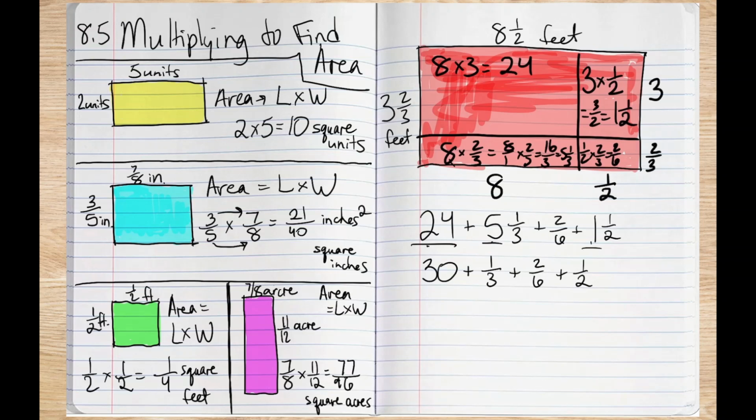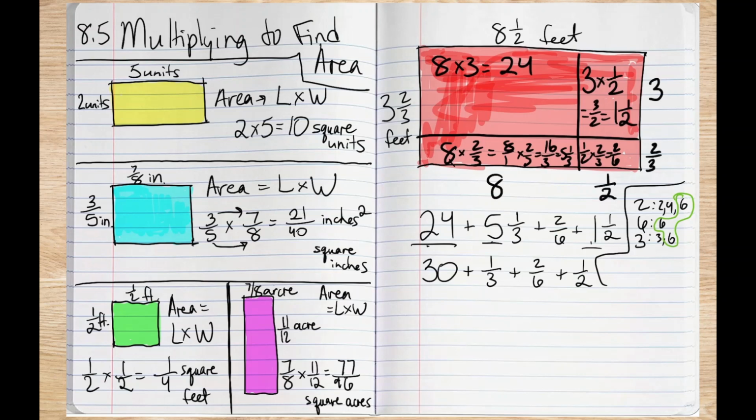Let's do some thinking about least common multiple so that I can rewrite these fractions. I'm going to write it over here to the side. I have 2 and 6 and 3: 2, 4, 6; 6; and 3, 6. Well, that makes it easy. I'm going to use 6 as my common multiple.